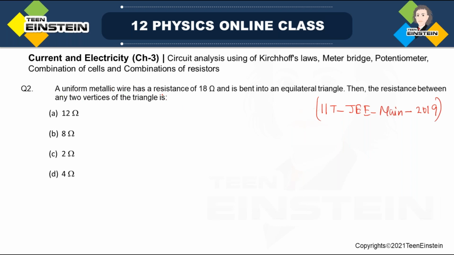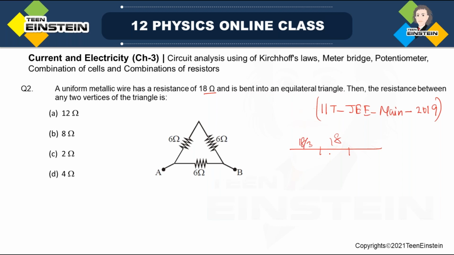A uniform metallic wire of resistance 18R is bent into an equilateral triangle. Then the resistance between any two vertices of the triangle. This is also a similar problem. Look, this one. If the whole wire was 18 and it is broken into three equal parts, it will be actually 18 by 3. This will be 18 by 3. This will have resistance 18 by 3. So that means 6, 6, 6.